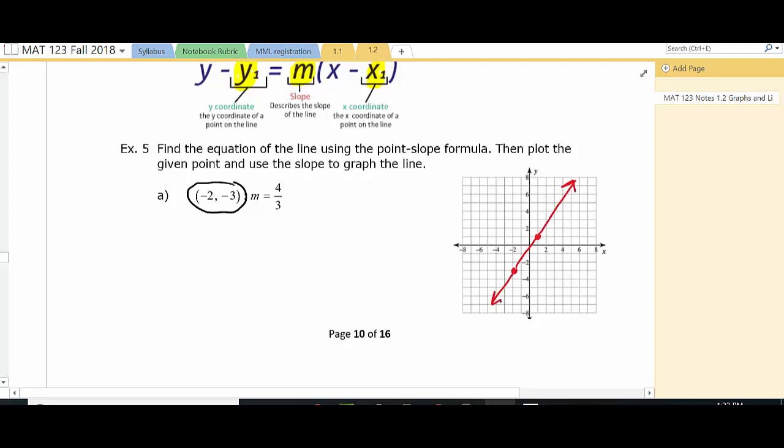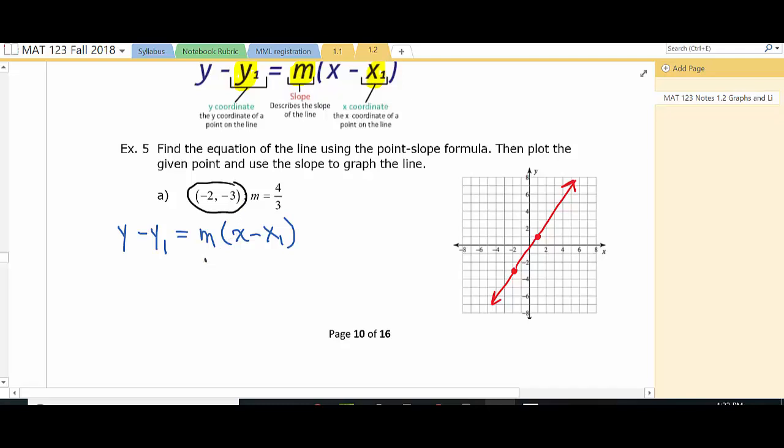Okay? Now, we're going to find this equation of that line, not by counting or anything, because that sometimes is not accurate. I'm going to teach you how to use this formula. So go ahead and write down the formula. Y minus y1 equals m times x minus x1. Okay, anytime I give you a slope and a point on the line, use the point-slope formula.